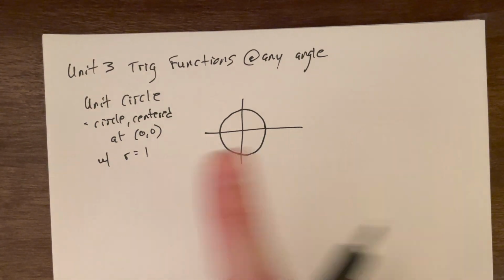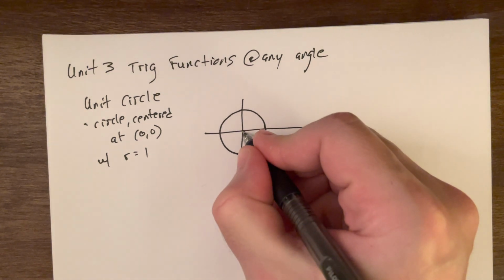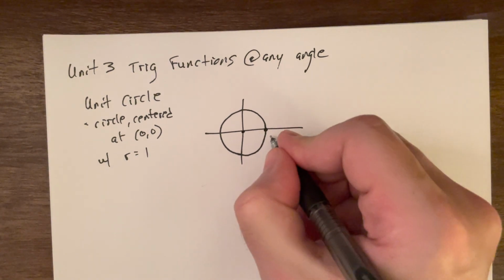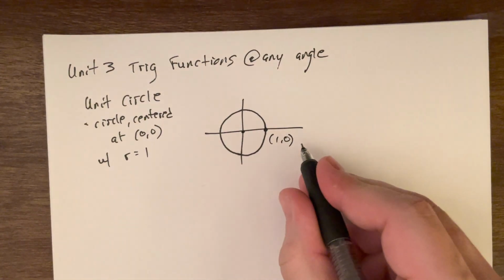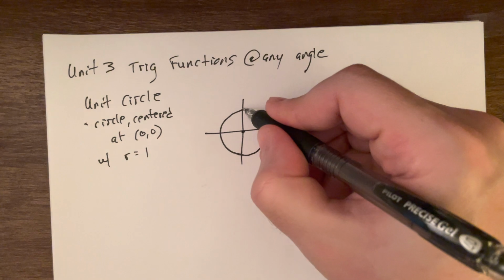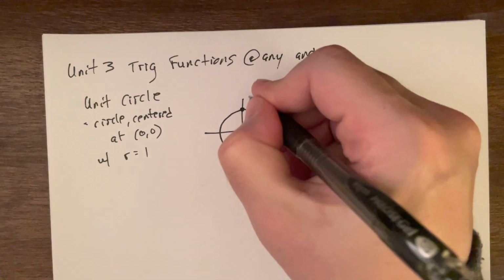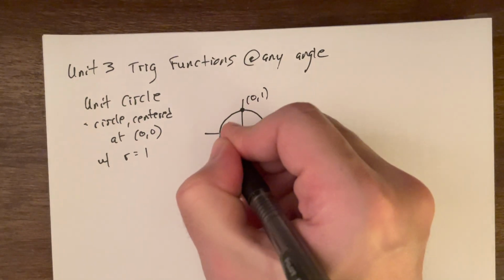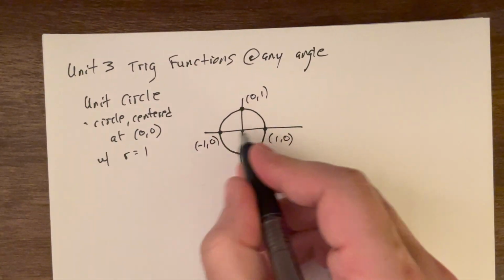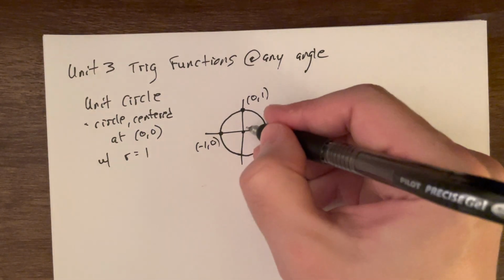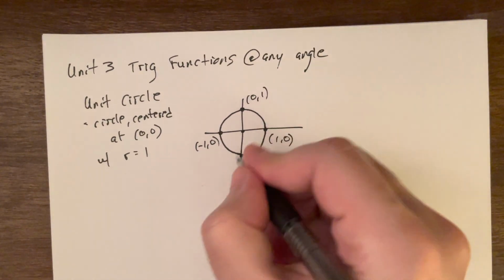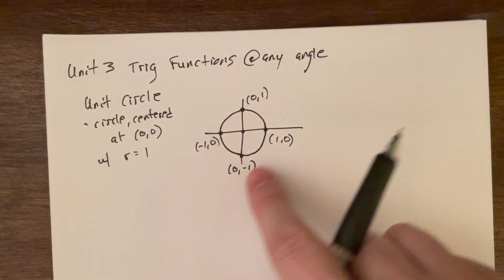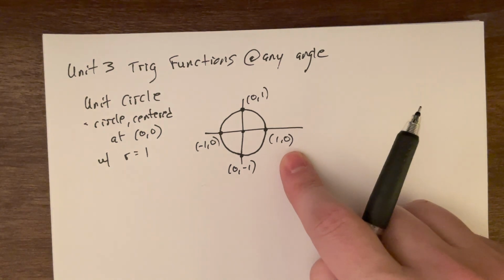With this setup, if this is the origin and I only go to the right 1 unit, the XY pair is (1, 0). If I only go up, that point has XY pair (0, 1). If I only go left, that gives me an XY pair of (-1, 0). And if I only go down, that gives me an XY pair (0, -1). I'll come back and point out why these 4 values are useful in just a moment.